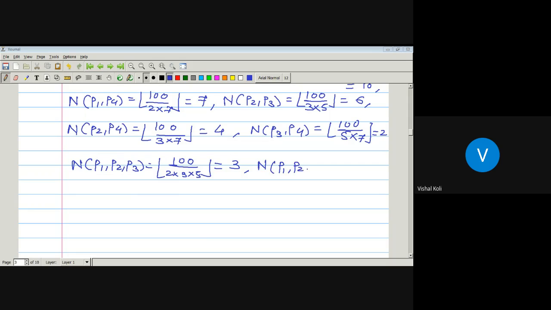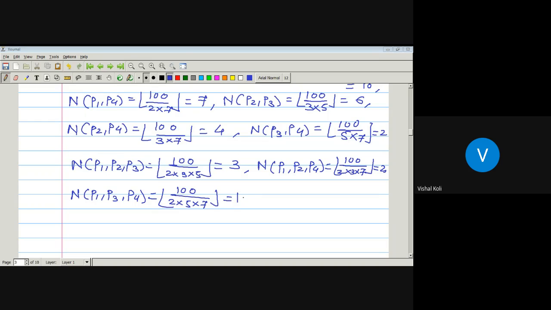N of p1, p2 and p4 is 100 divided by 2 into 3 into 7, which is 42, so it is equal to 2. N of p1, p3, p4 is equal to the greatest integer value of 100 divided by 2 into 5 into 7. 7 into 5, 35, into 2 is 70.